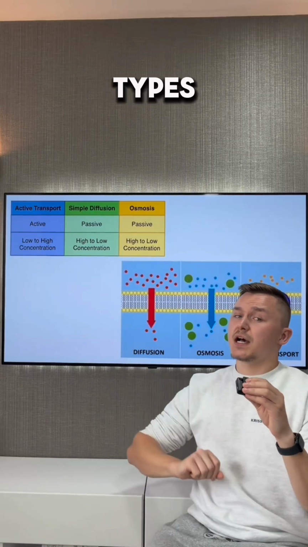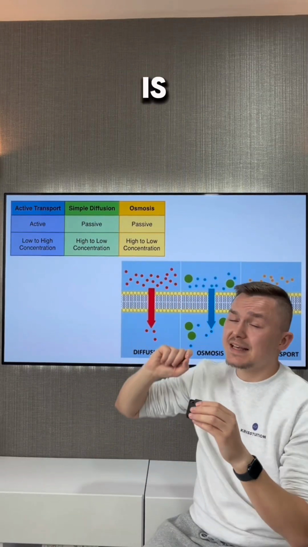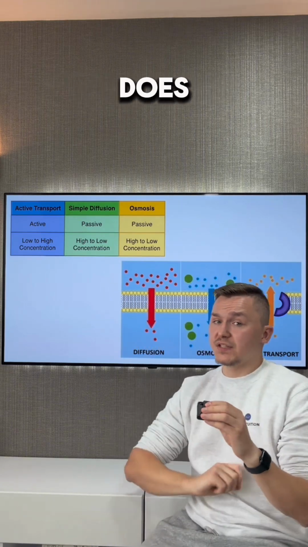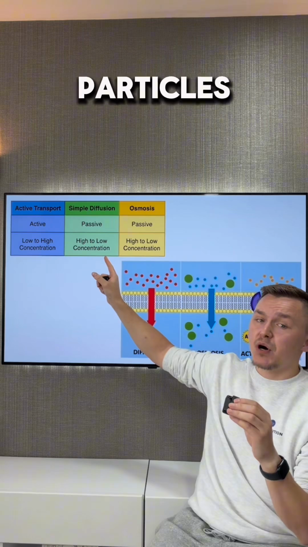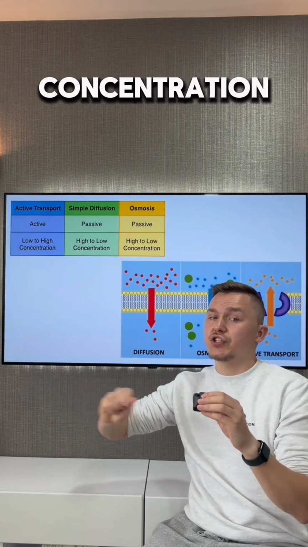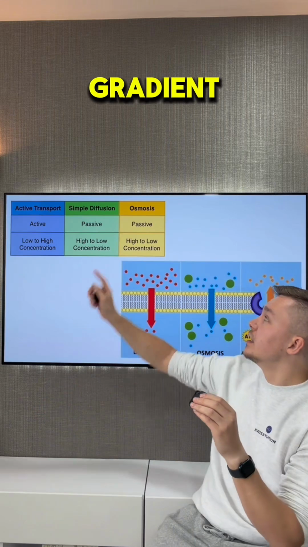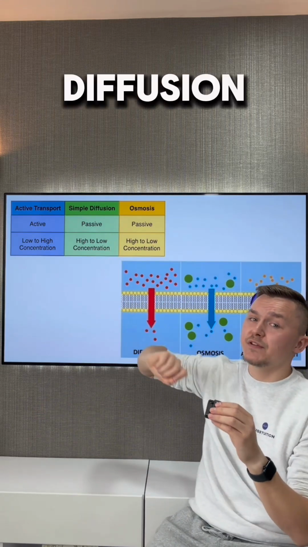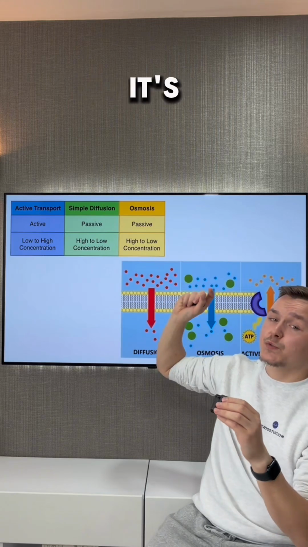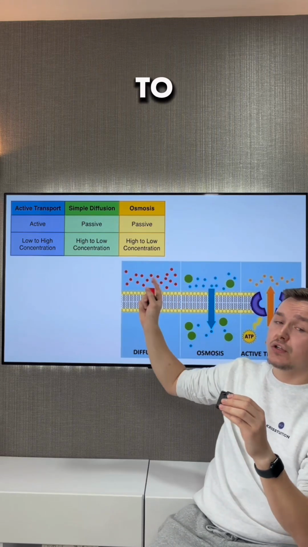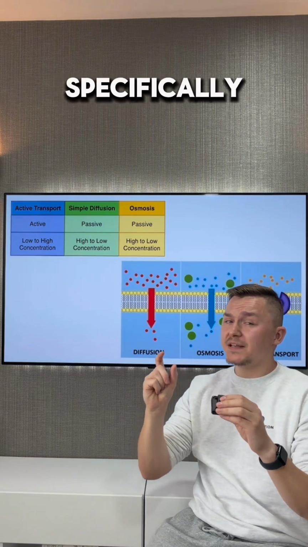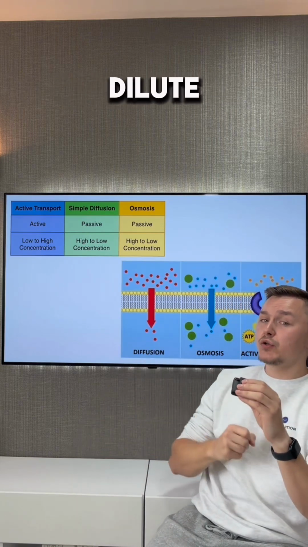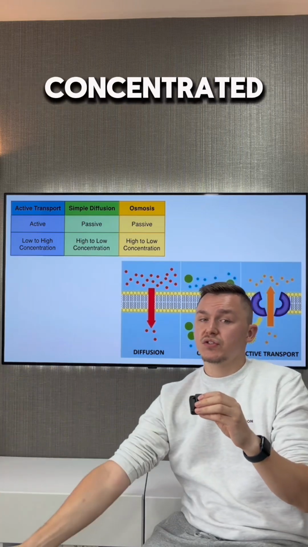Moving on to the 3 types of transport. Diffusion is a passive form of transport. It does not require any energy, and it moves particles from a high to low concentration down a concentration gradient. Osmosis is a special type of diffusion for water molecules, and it's where water moves from a high to low concentration, more specifically from an area where it's dilute to an area where it's concentrated.